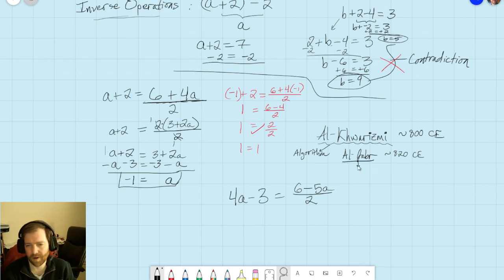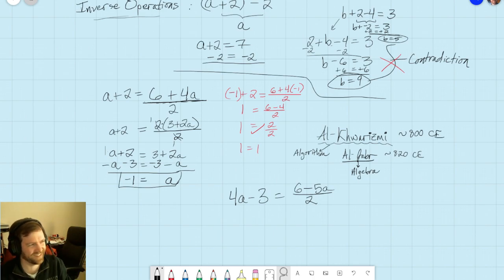And Al-Jabr became algebra, which again is very similar in French, algèbre, and I don't know algorithm, but I'm pretty sure it's very similar. Yeah, algoritme. Damn it, that didn't work.